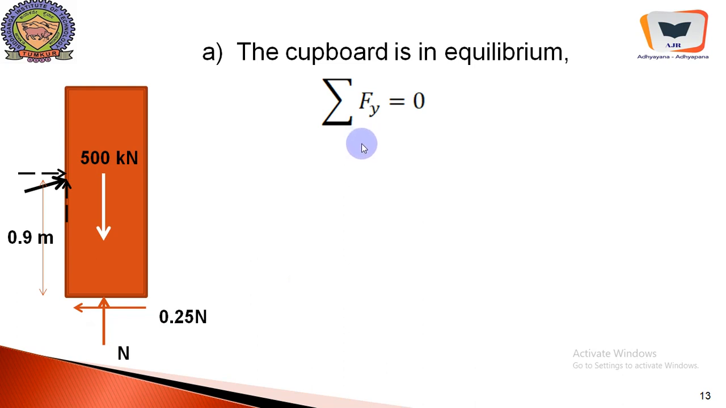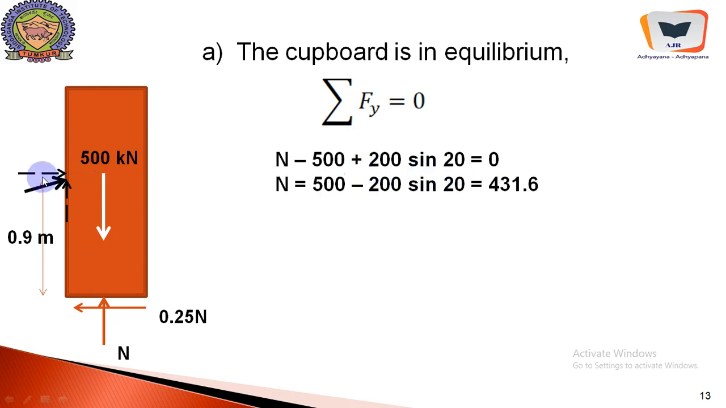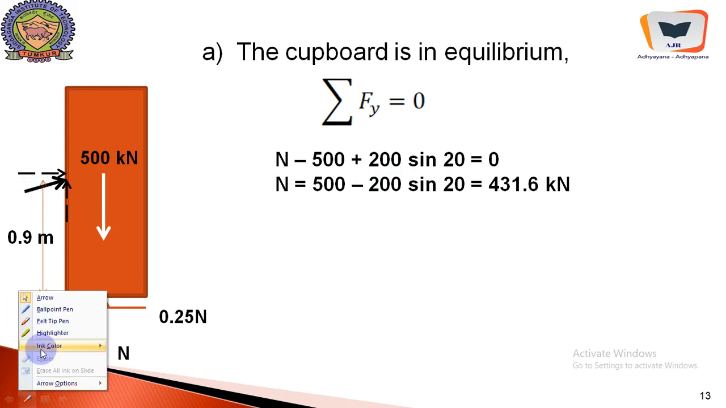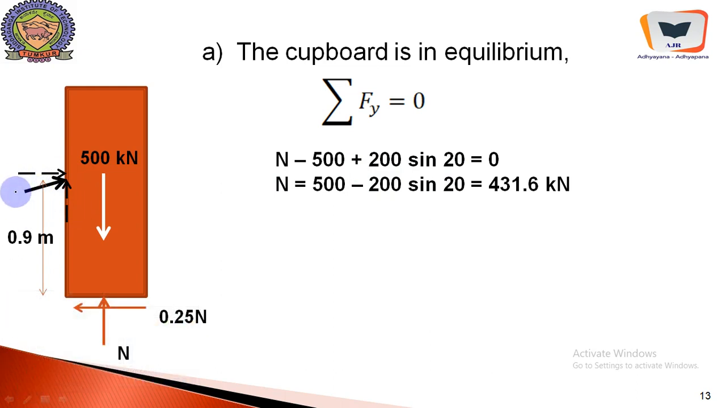Therefore we will write sigma Fy equal to 0, N vertically up, minus 500 vertically down, plus 200 sin 20. This angle is 20 degree, and this is 200. We will write it down.